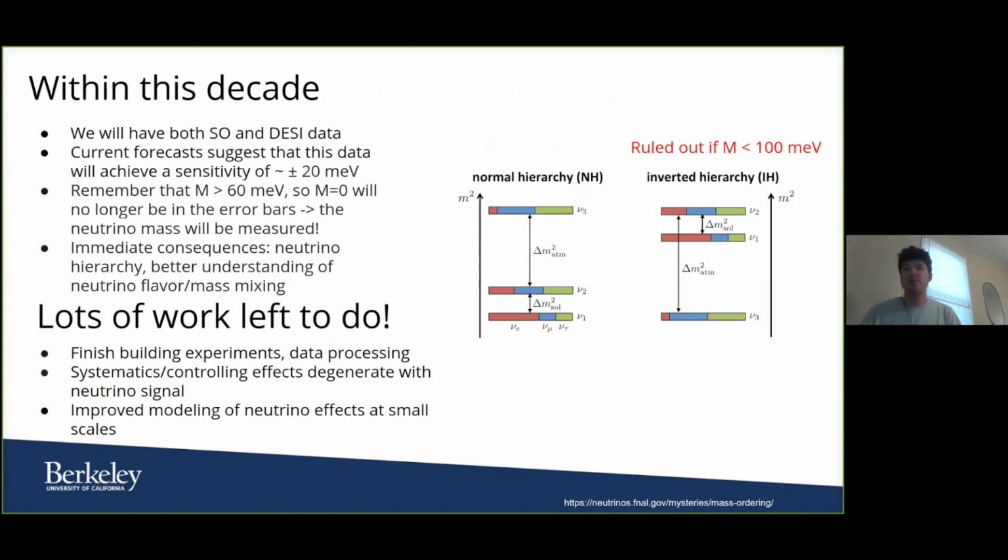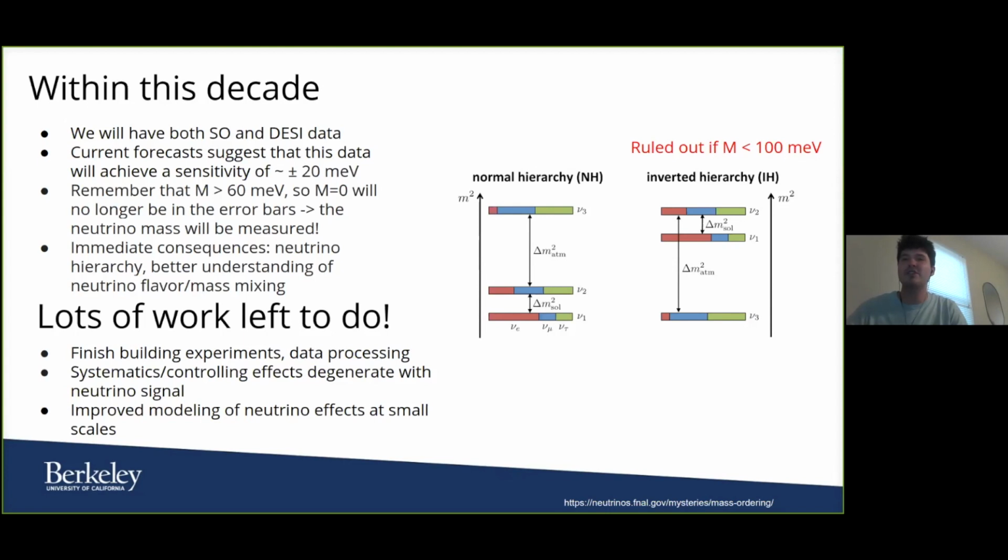So within this decade, we're going to have both Simons Observatory and DESI data, which is really exciting and something that I'm looking forward to working on. I'm a member of both SO and DESI. Current forecasts suggest that with this data, we'll be able to achieve error bars of something like 20 MeV. Now remember, from oscillation experiments, we know that the mass of neutrinos has to be larger than 60 MeV. So this means that if you plotted your point at 60 MeV, and then you had 20 MeV error bars, 0 is no longer within your error bars.